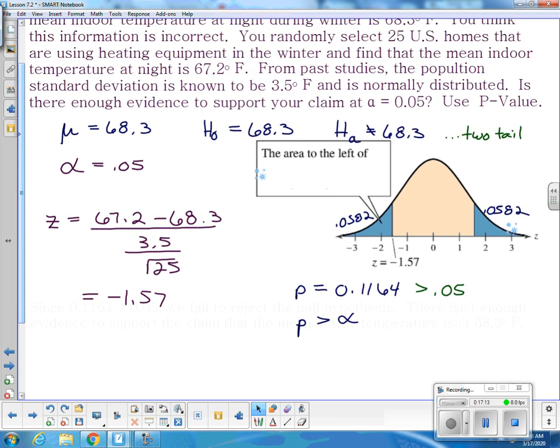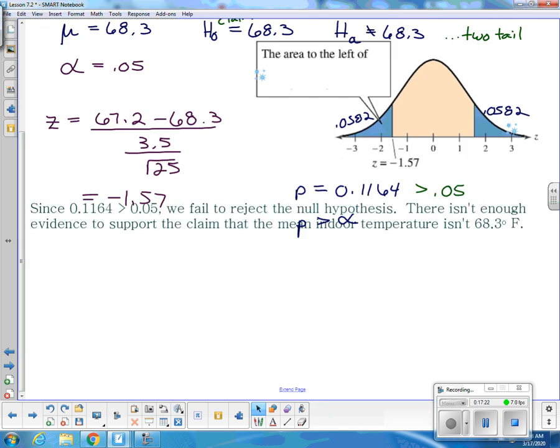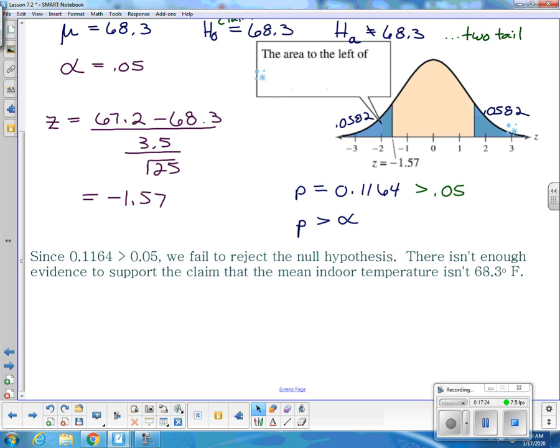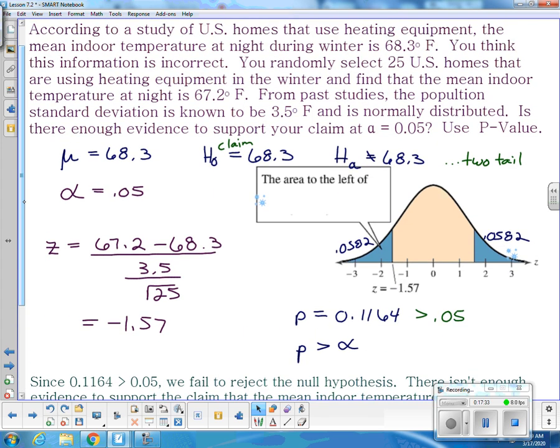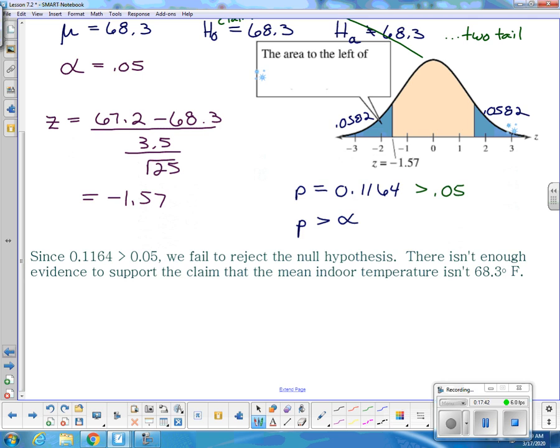you know what I forgot to do? I'm going to go back up here and write my claim. The claim matches my null hypothesis. I remember to do that. So our probability of this happening is greater than 5%, so we fail to reject the null. So we fail to reject the null. That means I'm going to reject the alternate. Okay? So fail to reject the null means the claim is good. So there isn't enough evidence to support the claim.